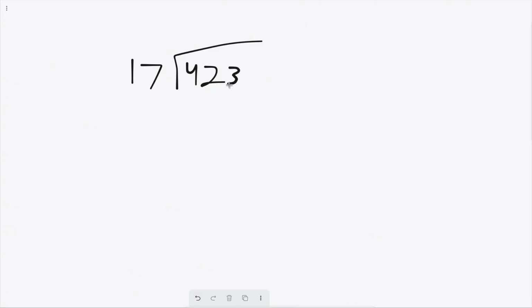So, to start with this, it's going to be the exact same thing as we normally do, just with an extra number, right? So how much times can 17 go into 4? 0 times. How much times can 17 go into 42? 2 times. So we'll put 2 up here. 2 times 17 is 34. So we write that. And then 42 minus 34 is 8. Then we bring down the 3.